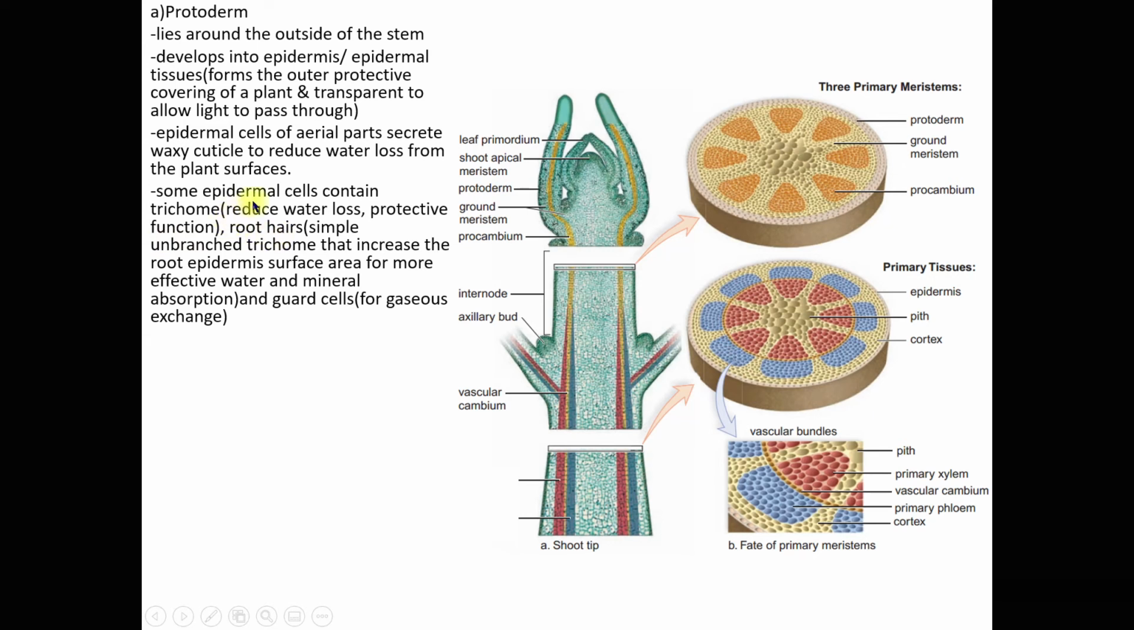Some epidermal cells also contain root hairs and guard cells. Now, the root hair is a simple unbranched trichome that increases the root epidermis surface area for more effective water and mineral absorption. And then the guard cells are for gaseous exchange.